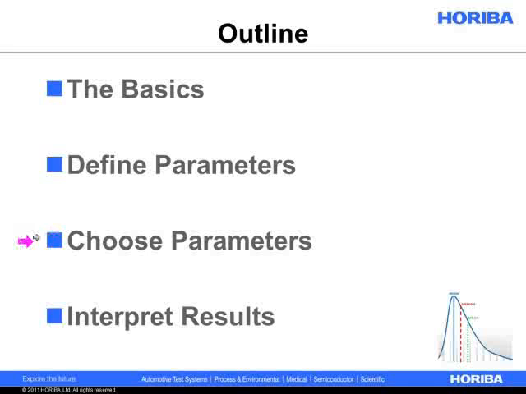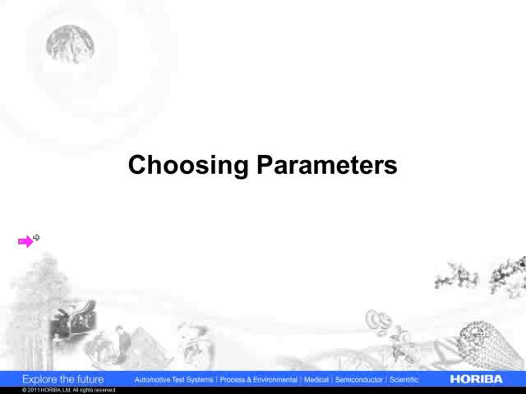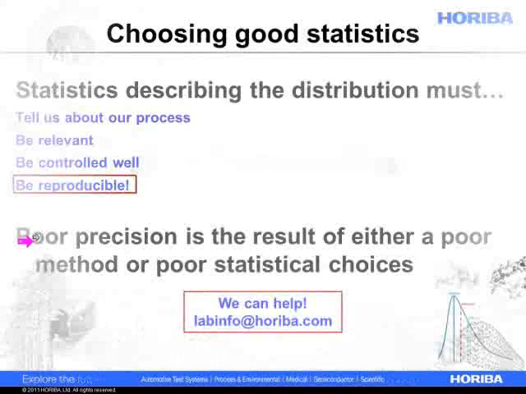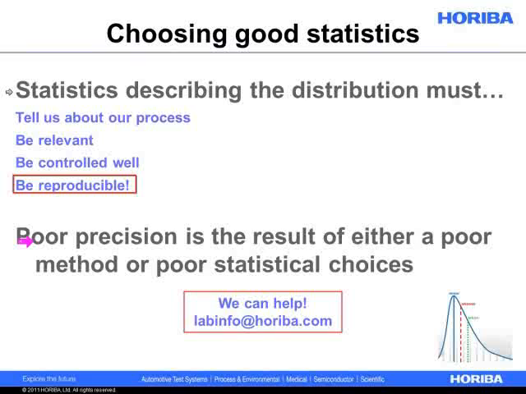So now we're going to move on to some guidance from us on how to choose parameters. And these are just recommendations. So choosing good statistics is all about, to HORIBA, statistics which can describe the distribution in a way that tells us something valuable about our process. The statistics, the parameters have to be relevant. We have to be able to control them well, and they must be reproducible.